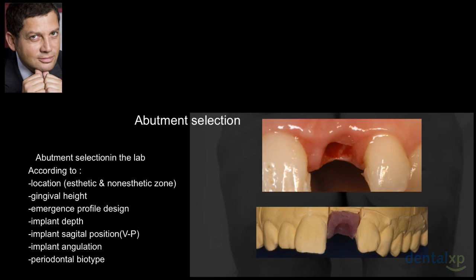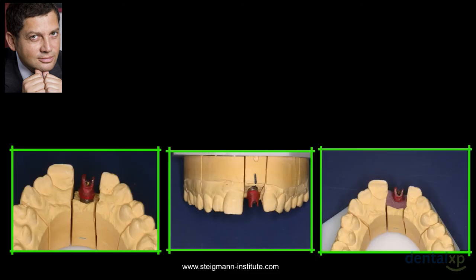The abutment is selected according to the gingival height, according to the emergence profile design, the implant depth, the implant vestibulopalatal position, the implant angulation, and the periodontal biotype of the patient. What's very important is that this abutment selection, if it's done in the lab, especially in the aesthetic zone, has to be done very carefully so they don't harm the soft tissue and don't provoke any modification at the soft tissue level.